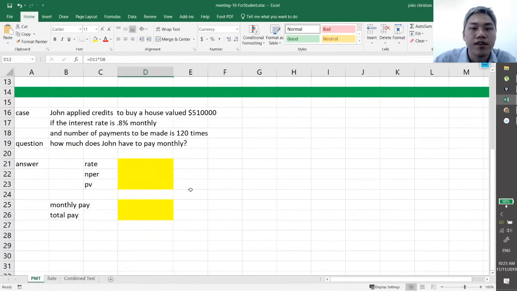Now, in your case, you should try to count the PMT for the second case. The second case is John applied for credit to buy a house valued at 510,000. And if the interest rate is 0.8% monthly, the number of payments to be made is 120 times. The question is, how much does John have to pay monthly?